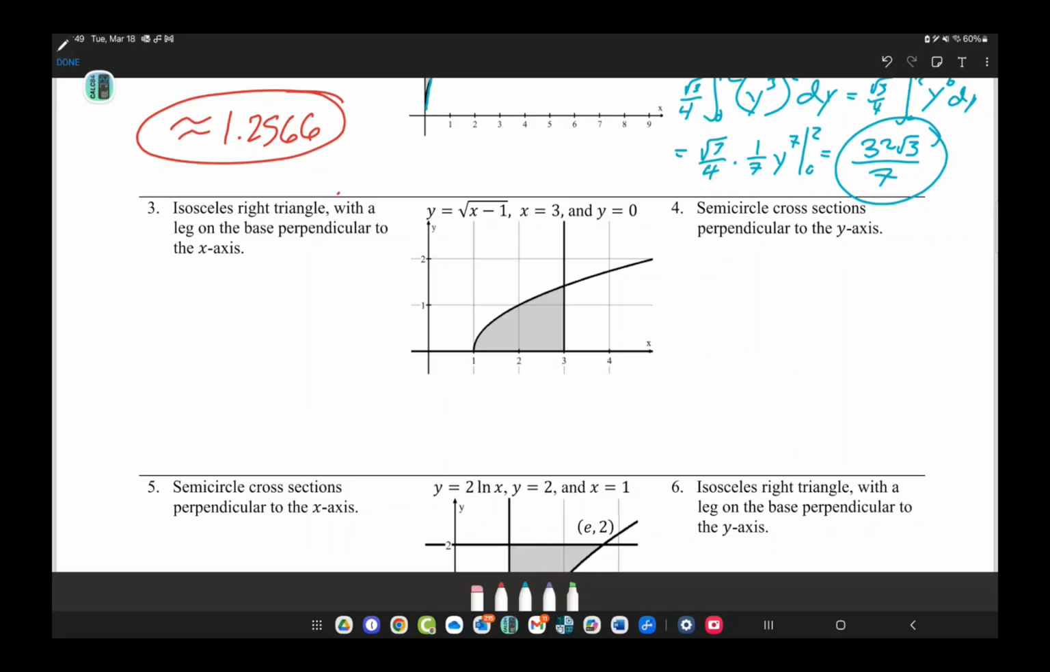Why don't you guys try number 3? You get a real nice answer for this one. Yes, you do. A nice whole number answer. It's not 4.5. It's a whole number answer.